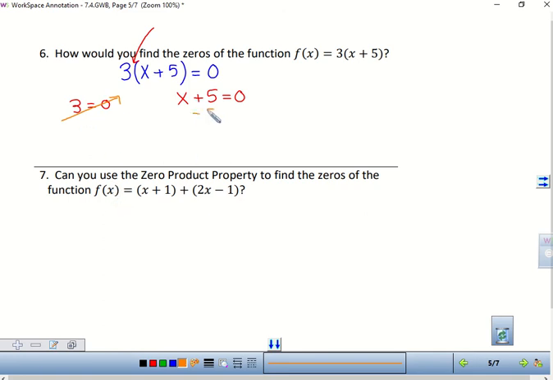And then on the other side, we can just go ahead and finish solving. And I get x equals negative 5. So the only answer to this equation is x equals negative 5. The other one got rejected because it's not possible.